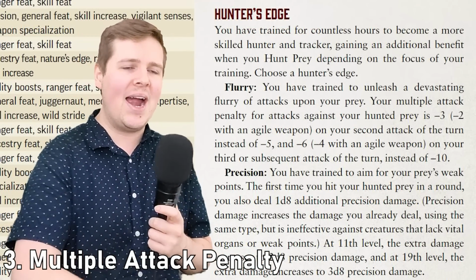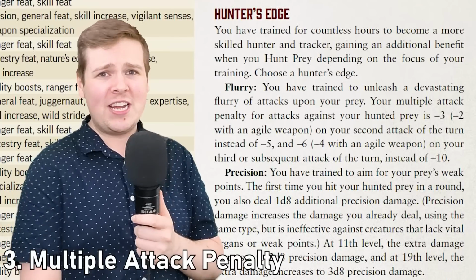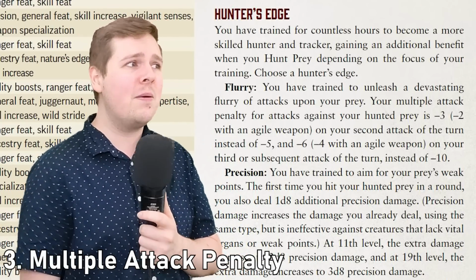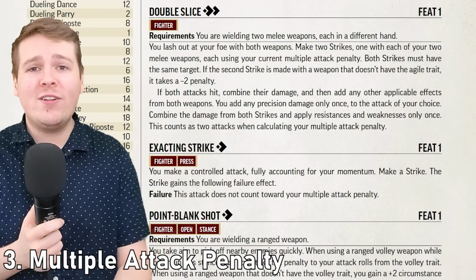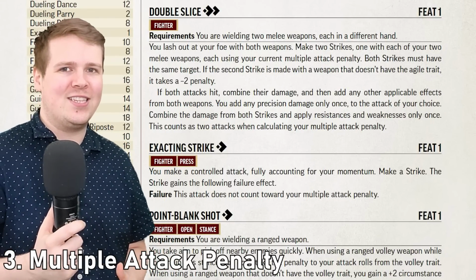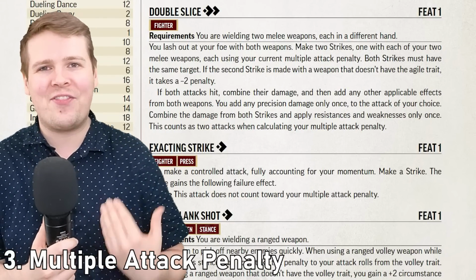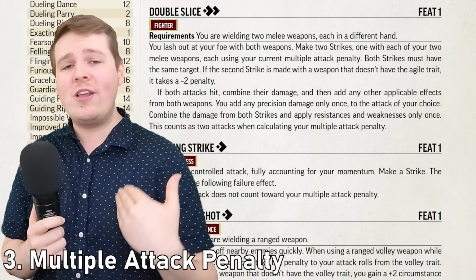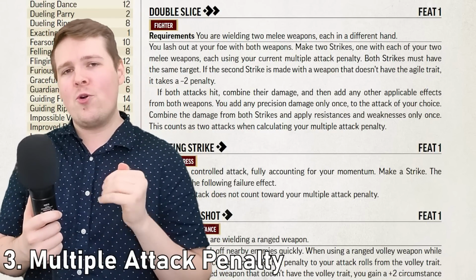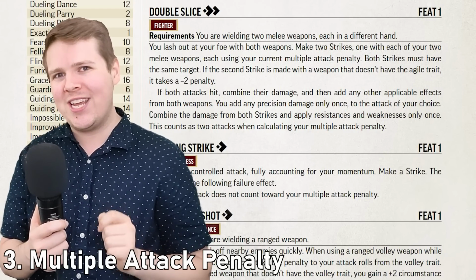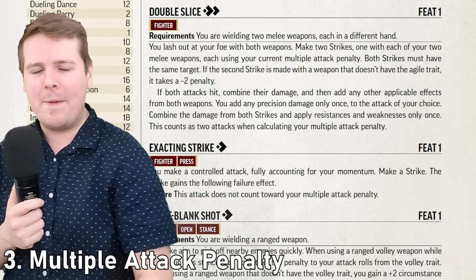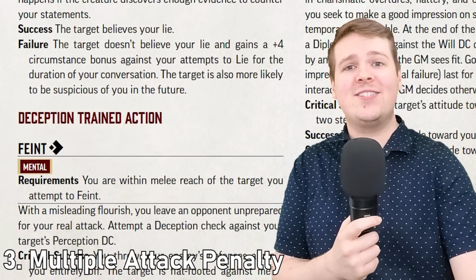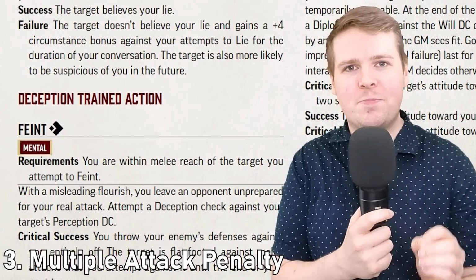Instead of taking a -5 per attack, they only take a -3. Hell, if they're using a light weapon like a dagger, they only take a -2. Or maybe a dual-wielding fighter will use Double Slice. This lets them attack twice at the same time at the same bonus. Sure, it increases their penalty by 2, but only after they've made their 2 attacks and gotten around that multiple attack penalty.